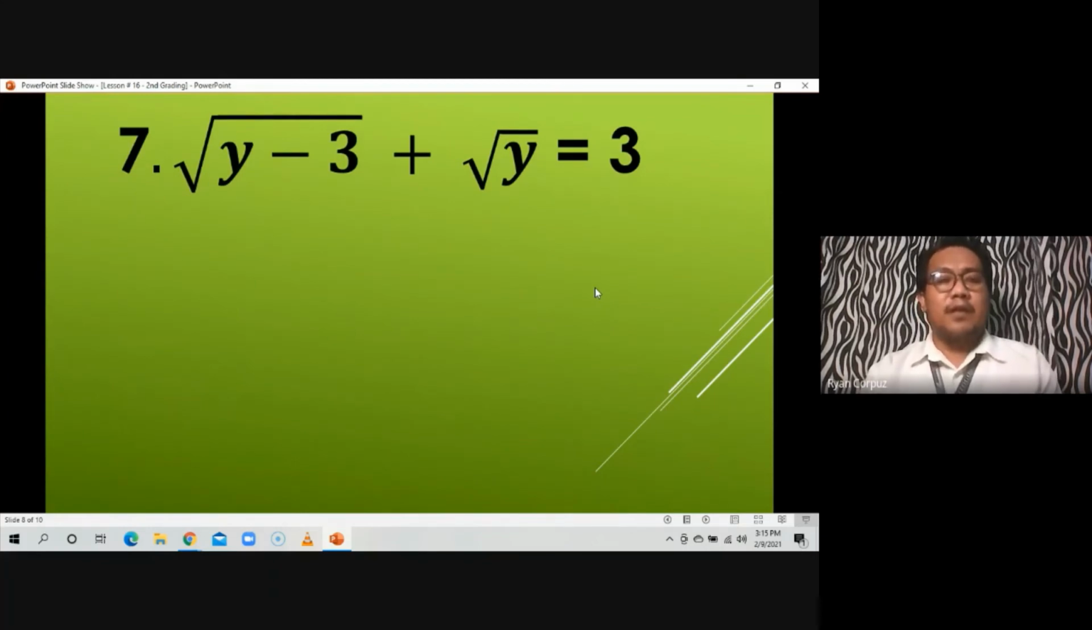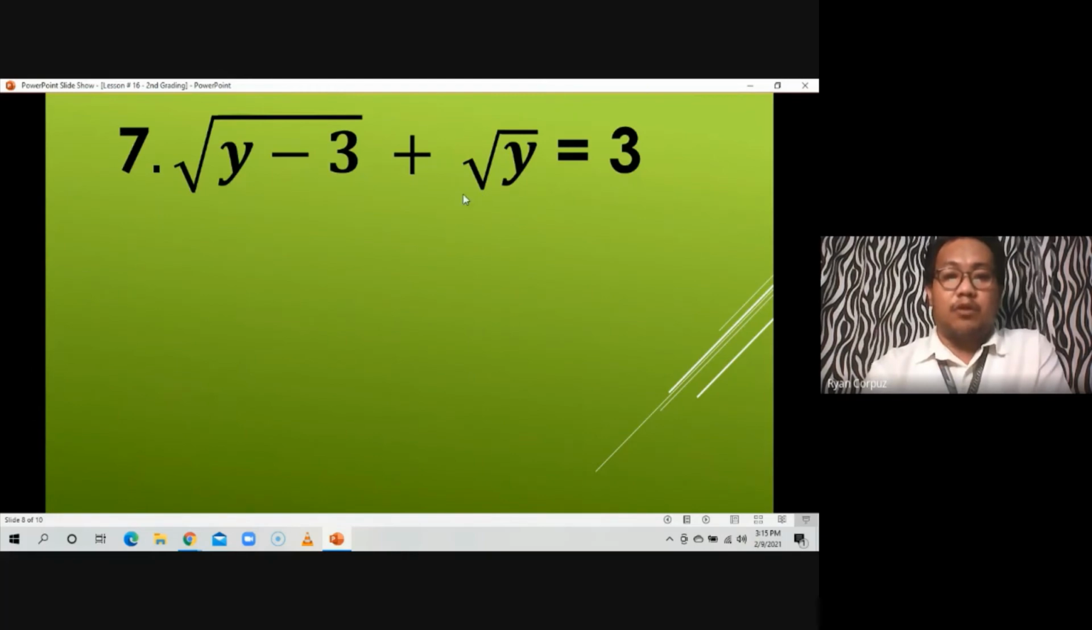In example number 7, the given is the square root of y minus 3 plus the square root of y is equal to 3. This is what we mentioned earlier: on one side of the equation, as you can see, there are two radical terms with variables inside. So what we are going to do is to separate the two. That is by moving one radical with the variable to the other side. In this case, we are going to remove this square root of y to the right side of the equation.